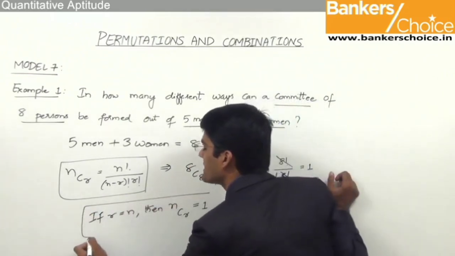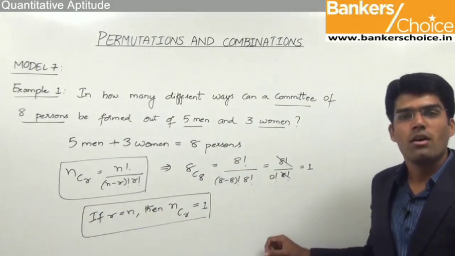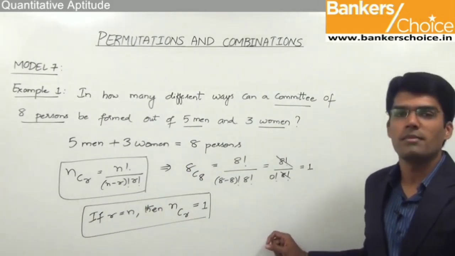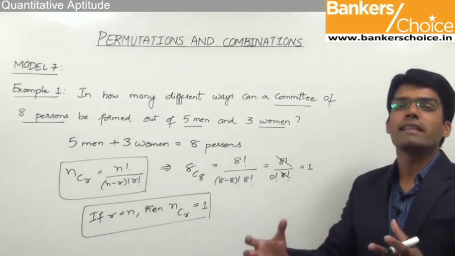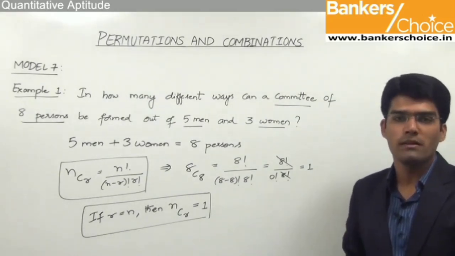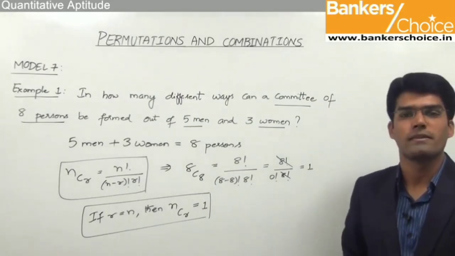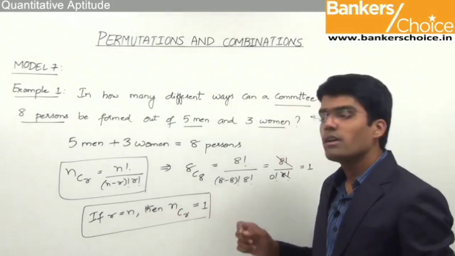For example, 6C6 will be equal to 1, or 12C12 is equal to 1, or 25C25 will be equal to 1. Why? Because in all these cases we are trying to select all the given persons in the committee. So hence we don't have any choice, and we can do it only in one possible way, that is to select all of them. So that is the reason whenever r is equal to n, then nCr is equal to 1.